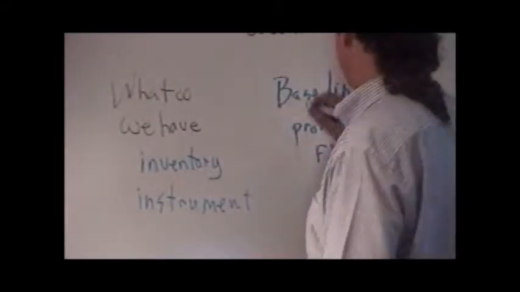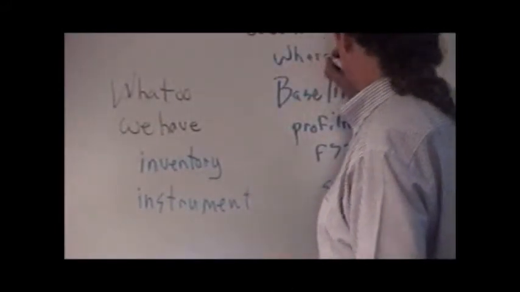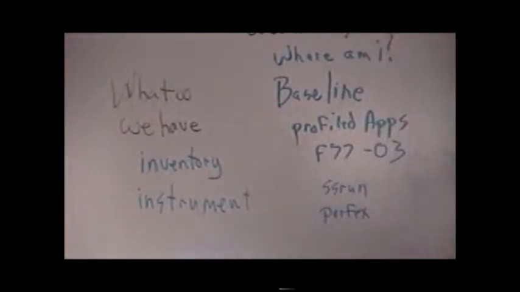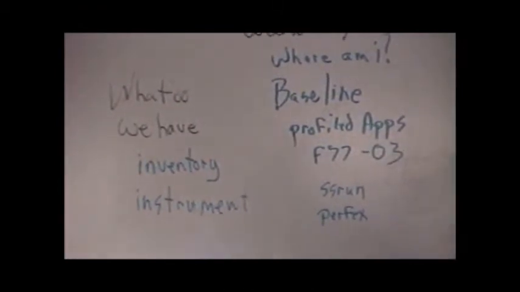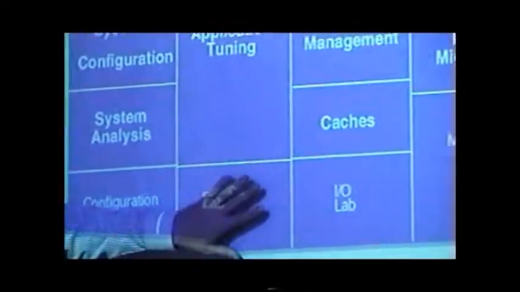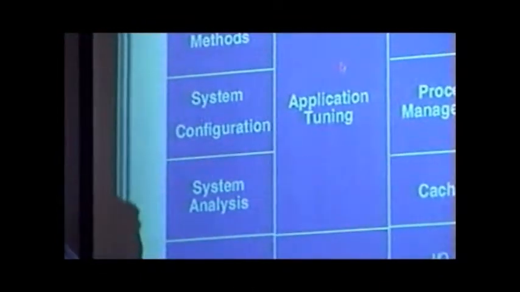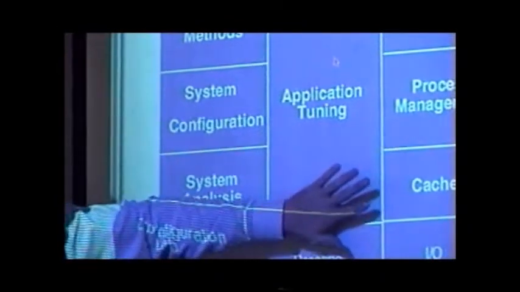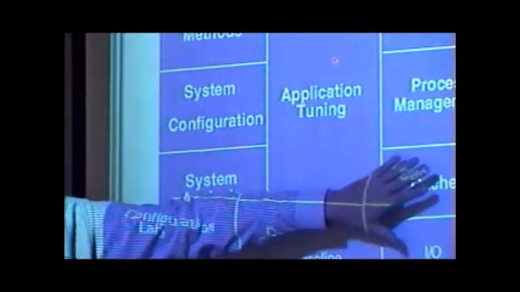First question is, what do I have? Second question is, where am I? How is it performing? What's my baseline? Now typically in this class, application tuning single-threaded is covered tomorrow afternoon, and then Wednesday morning we get into multi-threading. So that's the way it usually works. If I can get multi-threading started on Tuesday afternoon, that's great. But typically I don't. So what usually happens is file system performance gets covered in the afternoon.